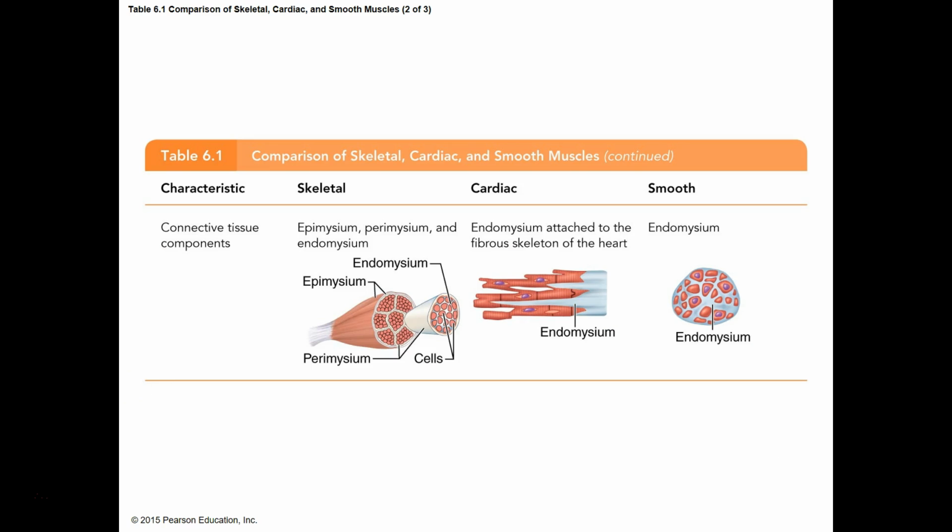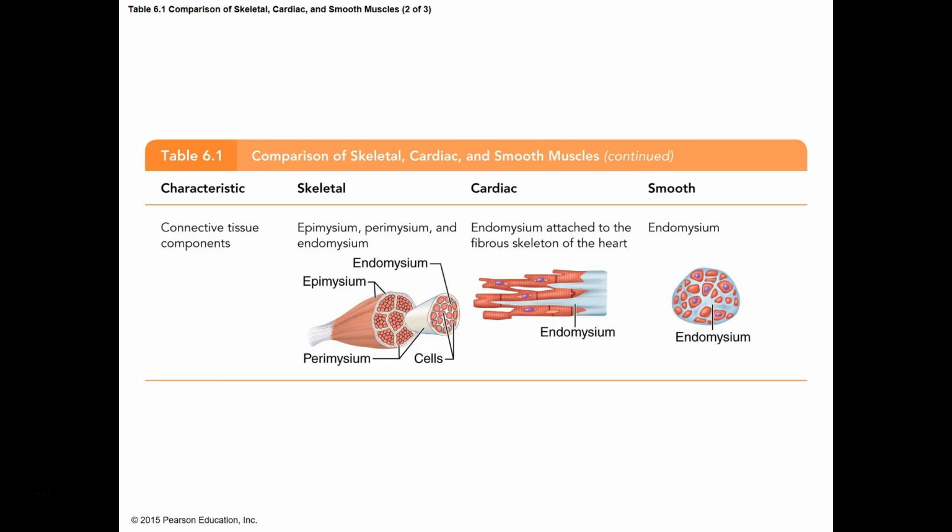Okay? So when we look at these cells, we can see that all of them have an endomysium. It's an outer lining around a group of cells. All of them share an endomysium, but that starts to get to where a lot of the similarities begin to end.